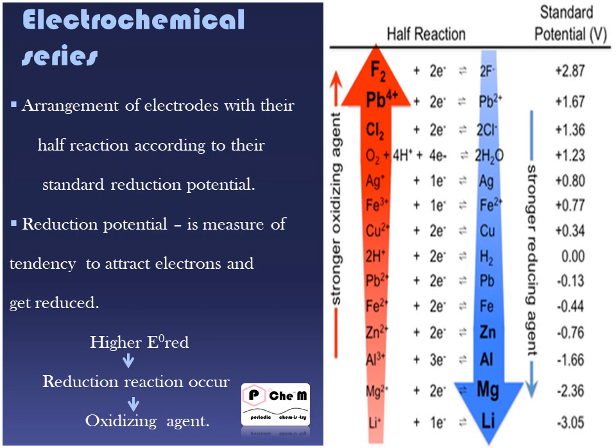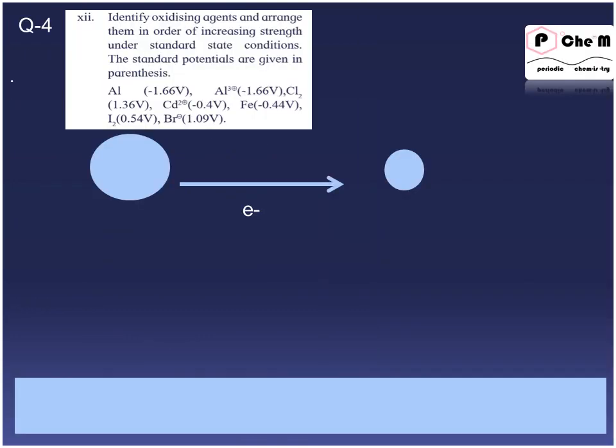So we just need to remember these 2-3 concepts and we can solve any type of numerical that is based on the electrochemical series. Let's solve a numerical and make it more clear. Let's solve the 7th example under question number 4, Maharashtra State Board 12th Standard Science textbook. Here we need to identify oxidizing agents and arrange them in increasing strength. Various elements with their standard reduction potential are given. Let's see an approach to solve this problem.